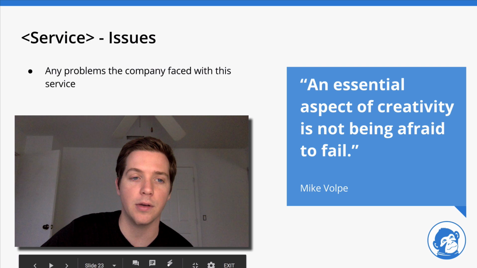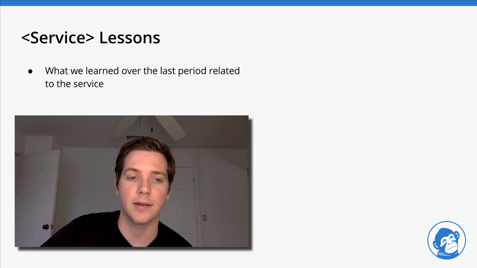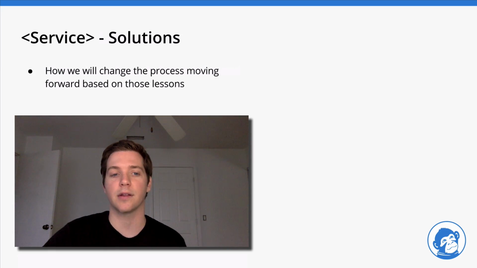So here's the template you can use. Services, any problems the company faces with the service, the lessons that you learned, and then the solutions based on those lessons. After that, we move into the next quarter. So the beginning of this presentation is talking about what happened. Here is talking about what's going to happen.